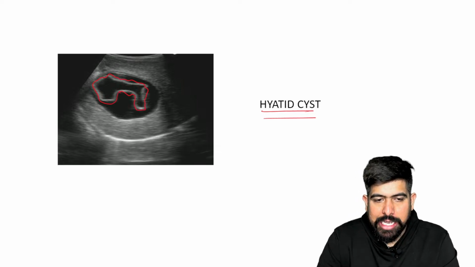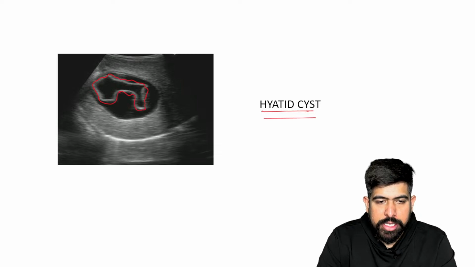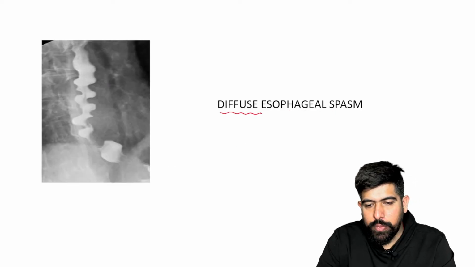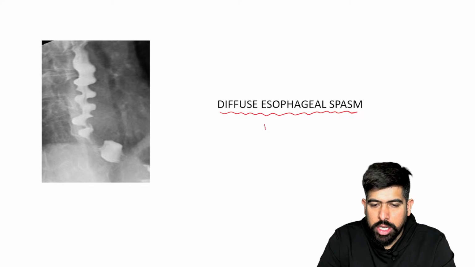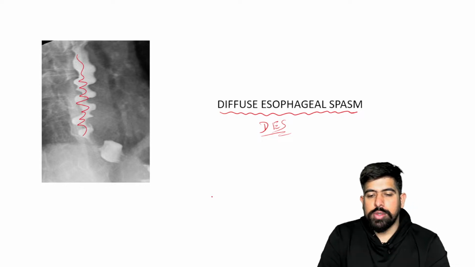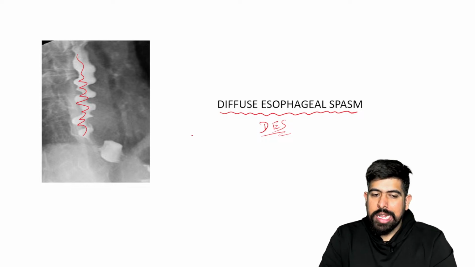Some more GIT images we left, right? So let's talk about some more GIT images. Starting with the first one, which is diffuse esophageal spasm. We talked about it in the image. Yes, DES, we already covered. You can see this has the corkscrew appearance. This corkscrew appearance is diffuse esophageal spasm.